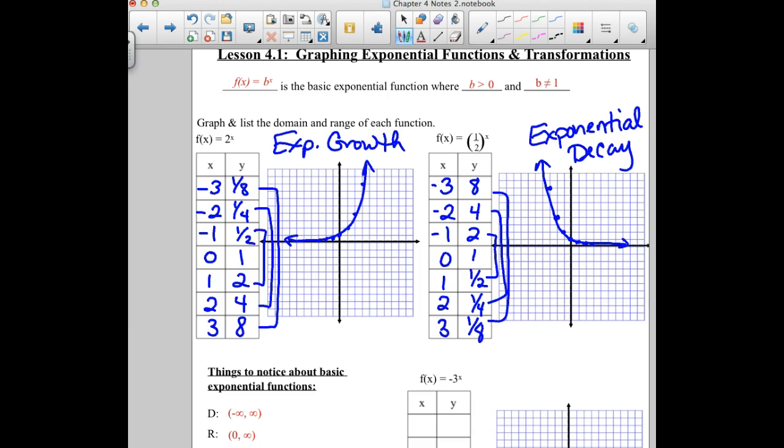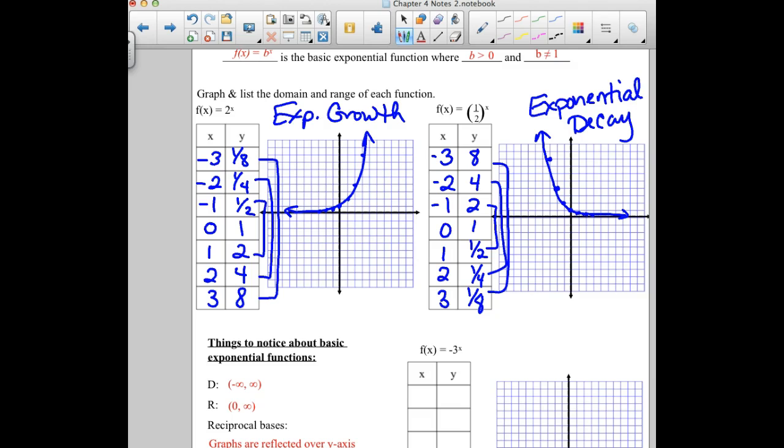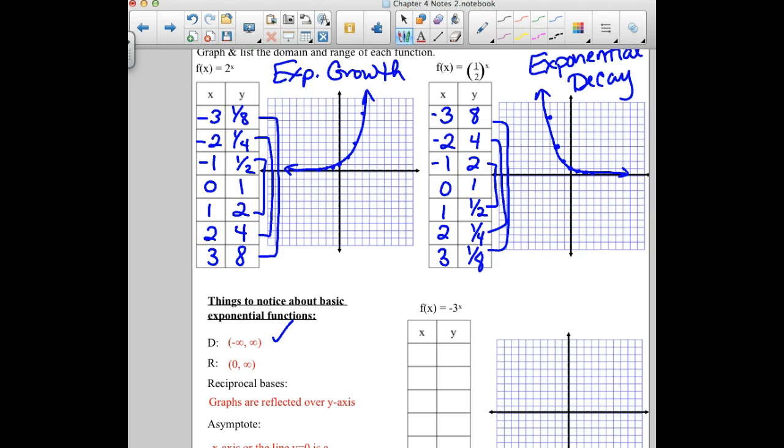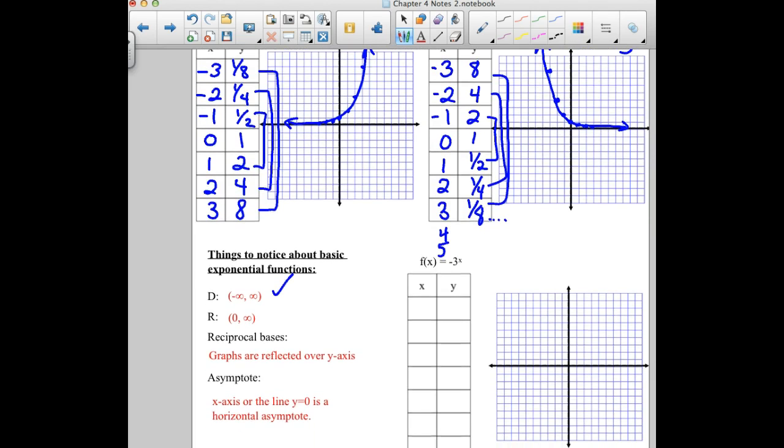Now, a couple things to notice. They asked us to state the domain and the range. When we look at this, the domain for both of these cases is all real numbers, so -infinity to +infinity. And our range for both is everything above the x-axis. If we had extended this out further, in other words, going to 4 or 5, etc., we are getting numbers closer and closer to that x-axis, but we will never actually touch it. So our range goes from 0 to infinity. Notice the rounded brackets, meaning we don't actually touch the x-axis at 0.